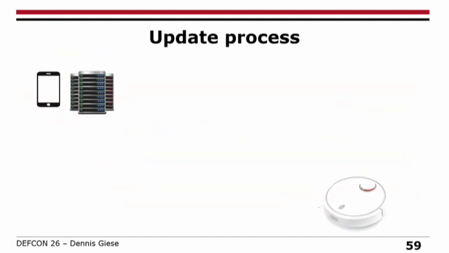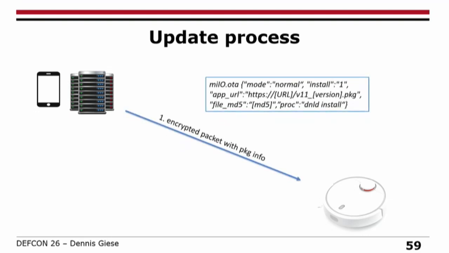So let's take a look at how the update process is working. In the introduction, I told you that the cloud can send the update command to the device, and this is how it's happening. It sends an encrypted packet to the vacuum cleaner and says, hey, please download the firmware update from this URL, and the MD5 checksum is the following.